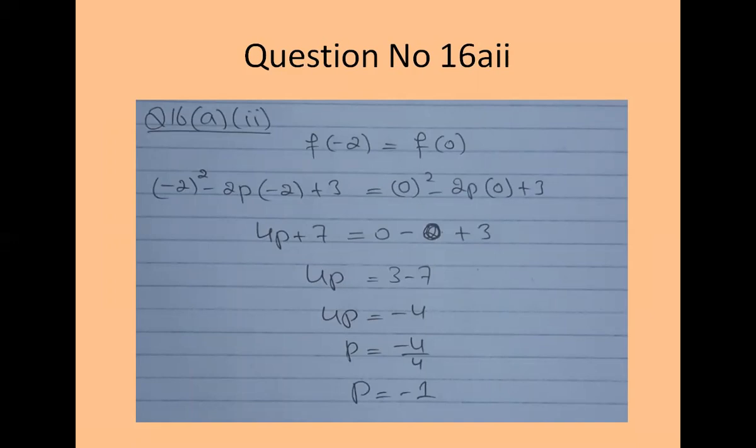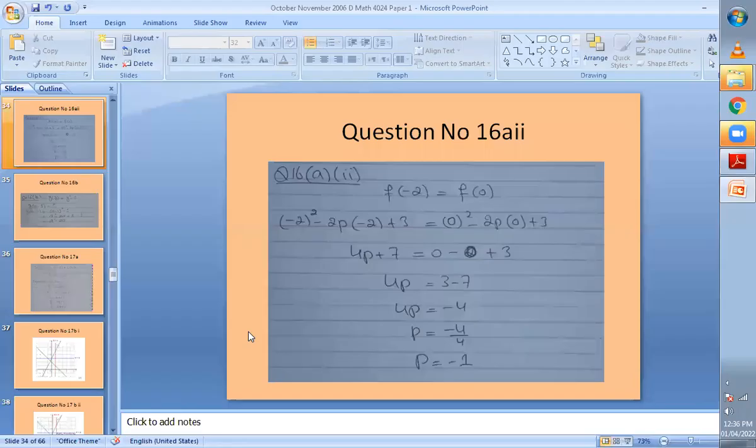and plus 7. How plus 7? This gives you 4. I have skipped a step. 4 and plus 3 will give you 7. 0 minus, and this will be 0 plus 3. So you will have 4p equals to 3 minus 7, and 4p is equal to minus 4. So p is equal to minus 4 by 4, and p is equal to minus 1. So this is how you do that part.